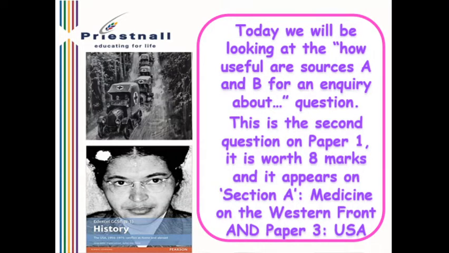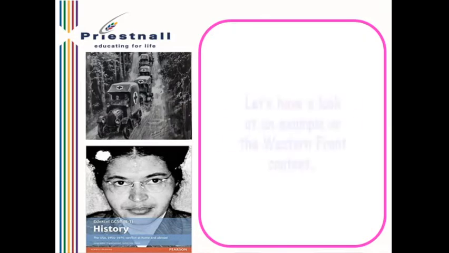It's worth 8 marks. So for us, it appears on section A, the medicine on the Western Front section. But it's really important to understand this question properly because it does also appear on paper three, USA. So that could be civil rights or Vietnam, which is why there's the picture of the paper three textbook there, just to remind you that this question is going to be used on both papers. Okay, so it's really important to understand it.